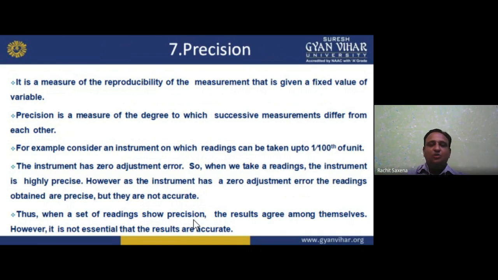The instrument has zero adjustment error. So when we take a reading, the instrument is highly precise. However, as the instrument has a zero adjustment error, the readings obtained are precise, but they are not accurate. Reproducibility is there, but they are not accurate.